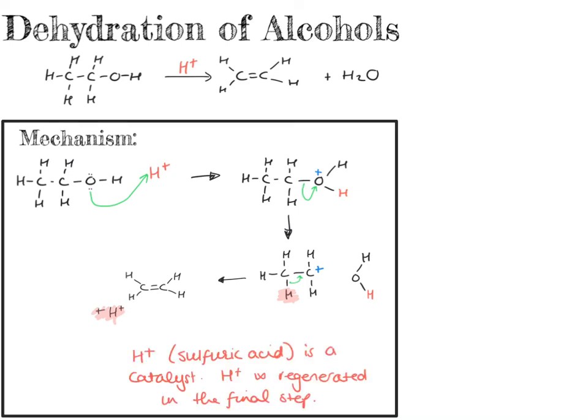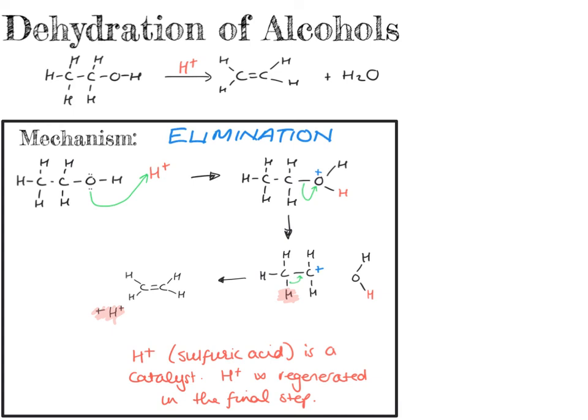Okay, so there's the full mechanism. We need to remember that it's called an elimination mechanism. And this is because H2O has been removed from our starting material and has not been replaced with anything else, so we've closed it down into a double bond. And we need to make sure that we're aware that the hydrogen is a catalyst again.